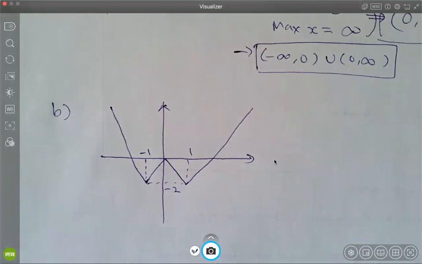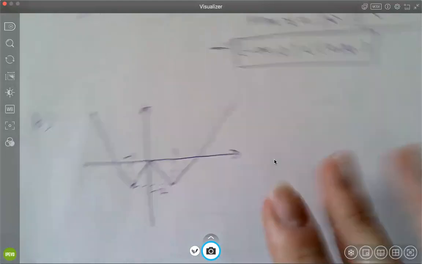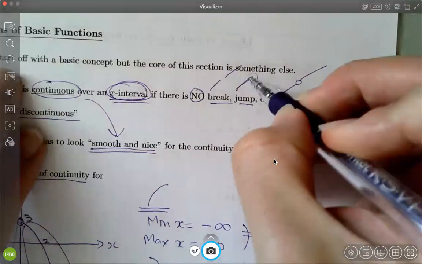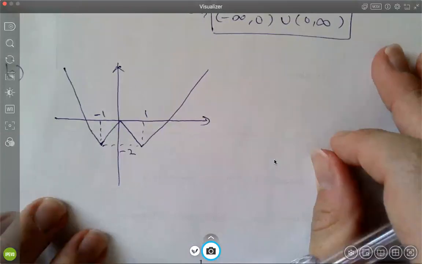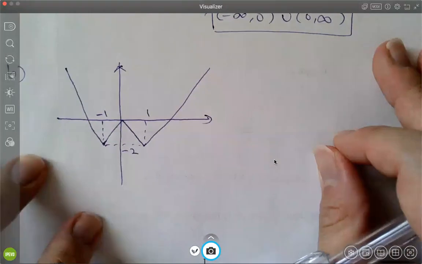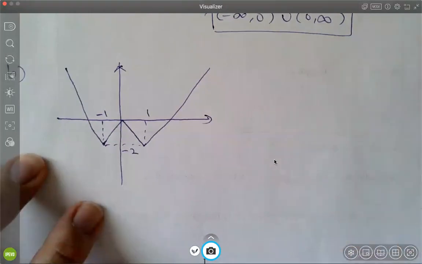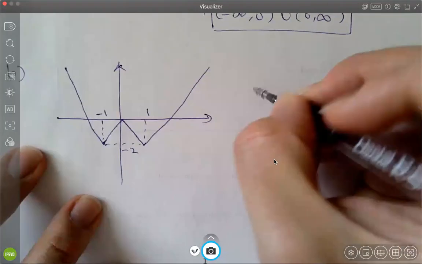No. Is there any jump on this graph? Yes. Where? Where it goes from decreasing to increasing. Well, jump means really a gap jump, like that. So there's a gap here, and then you go into the second graph. So there is no jump here, right? Is there any empty hole? No. So where is this graph continuous? The whole thing, everywhere, yes. So it's continuous everywhere.